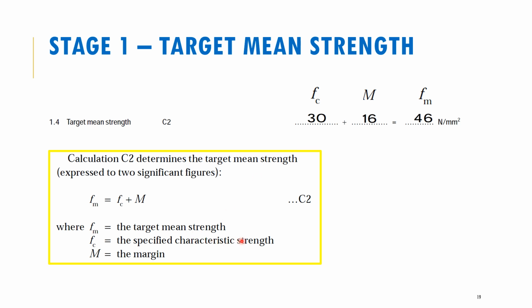The specified characteristic strength, as you can see in equation C2. Now, equation C2 is referenced over here, so that's how I knew that I had to obtain information from equation C2. So the mean strength Fm, the target mean strength, is equal to specified characteristic strength Fc, which is 30, plus the margin which I obtained from the previous step, which was 16. So 30 plus 16, that's 46 newtons per millimeter squared. And that's equivalent to MPa. Okay, so that's 46 MPa.